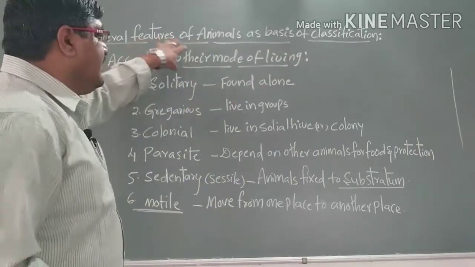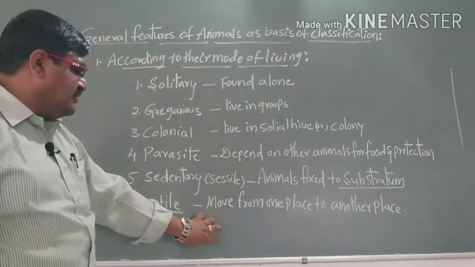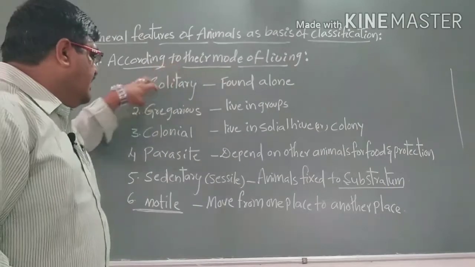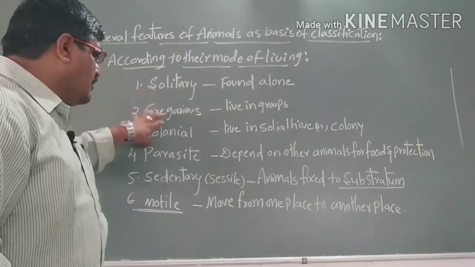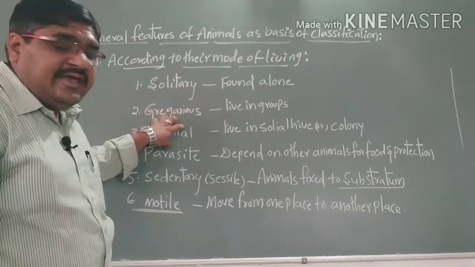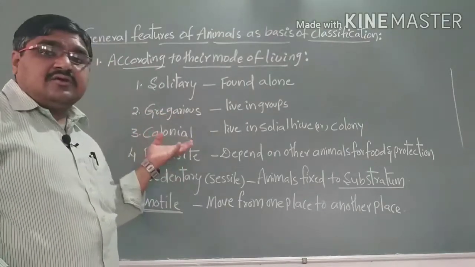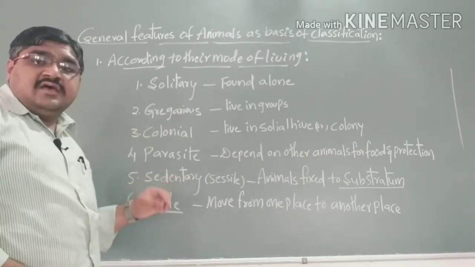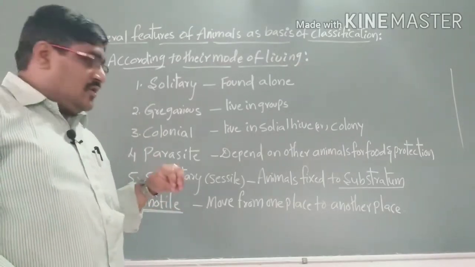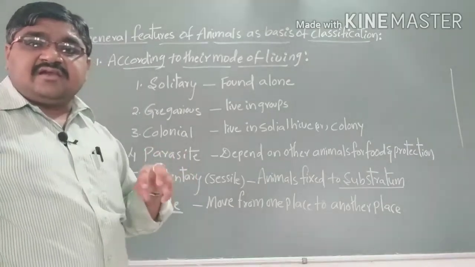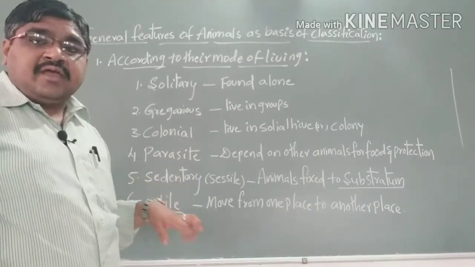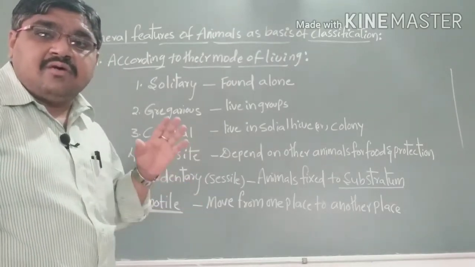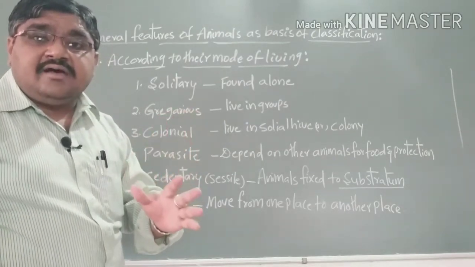According to the mode of living, these animals are classified into six types. Solitary, they are found alone. Gregarious, they are present in groups. Colonial, they are present in the form of colonies. And parasites, which depend on other organisms for food and reproduction. And sedentary or sessile, they are fixed at one position, that is, animals fixed to the substratum. And the last one is motile, which have the capability of movement from one place to another place.